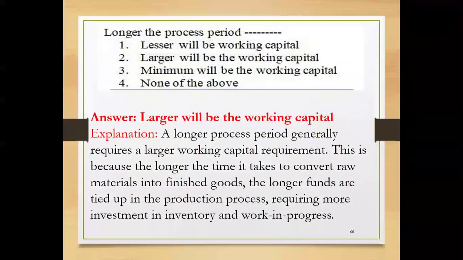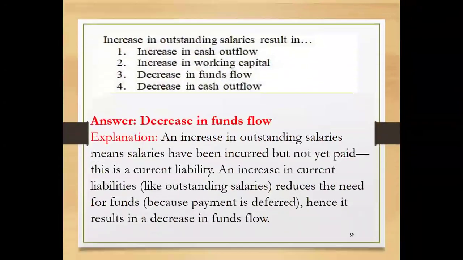The longer the process period will be, the working capital will be: lesser, larger, minimum, or none of the above. Larger will be the working capital is the correct answer. A longer process period generally requires larger working capital. This is because the longer it takes to convert raw materials into finished goods, the longer funds are tied up in the production process, requiring more investment in inventory and work in progress.